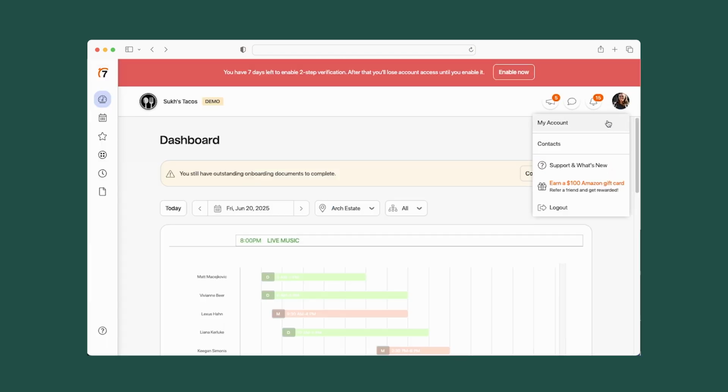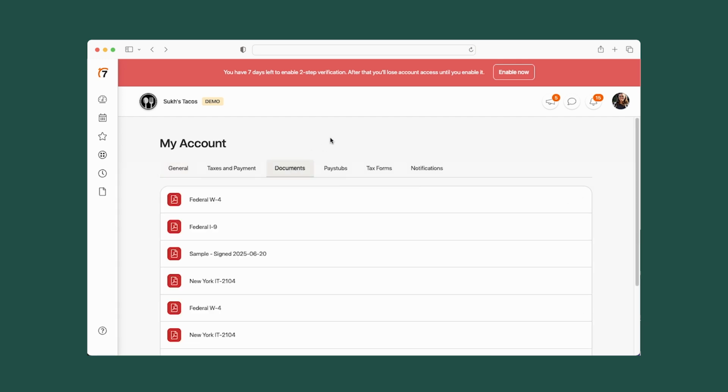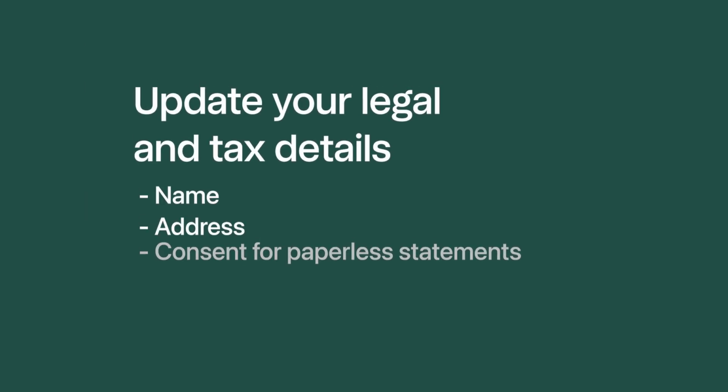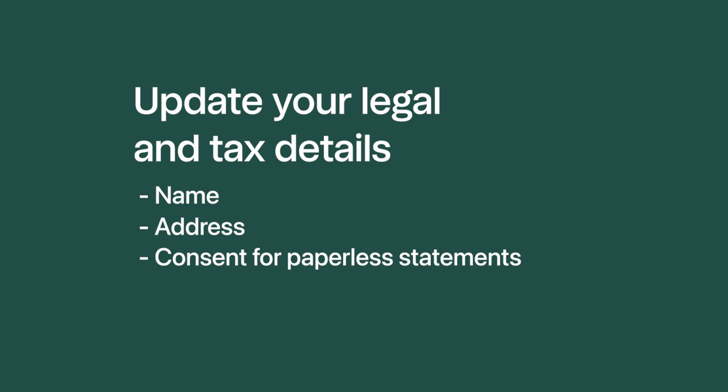Once you submit all of your documents, your employer will review them. You can check your completed documents on the website under My Account Documents. If your legal or tax details have changed since you filled out your onboarding documents, you need to update them to make sure your payroll is processed correctly. This includes anything like your name, address, consent for paperless W-2 statements, and any tax withholding info on your W-4.